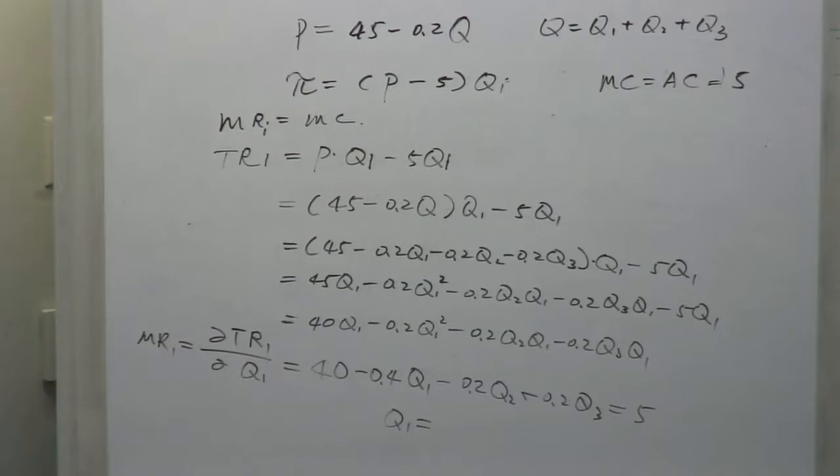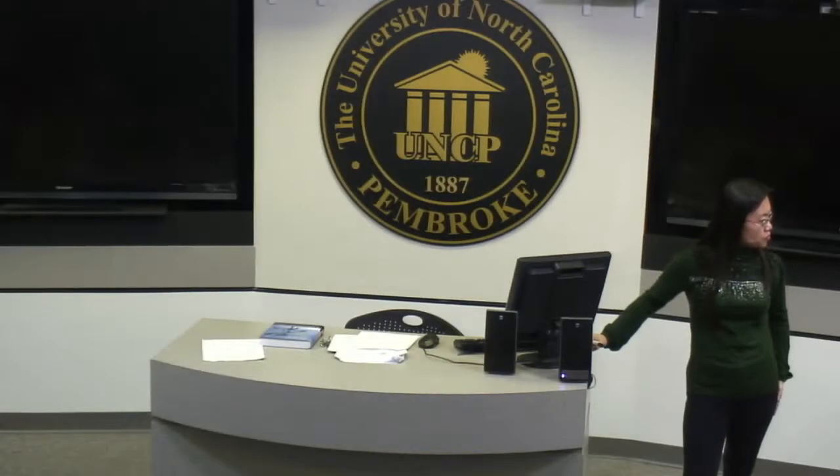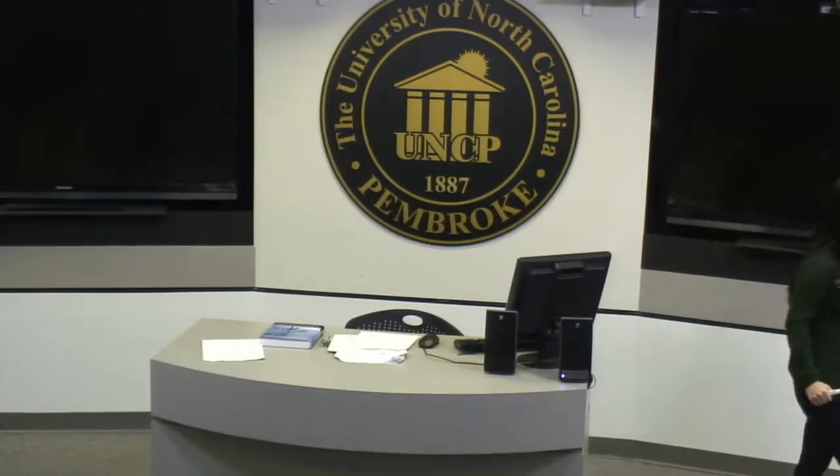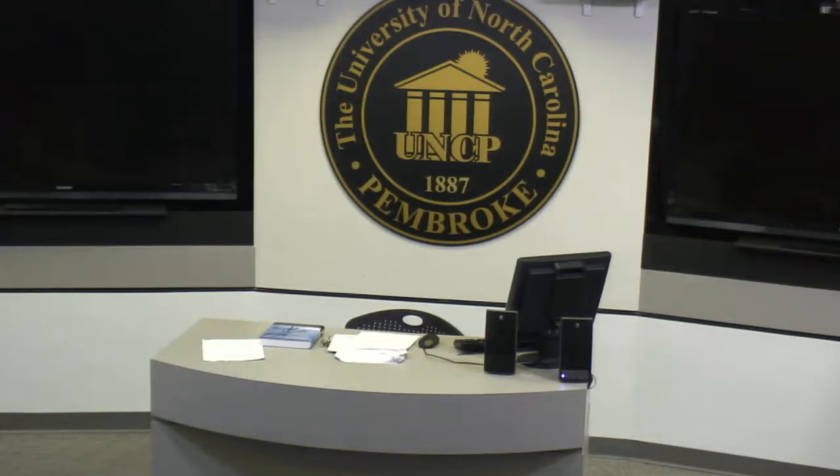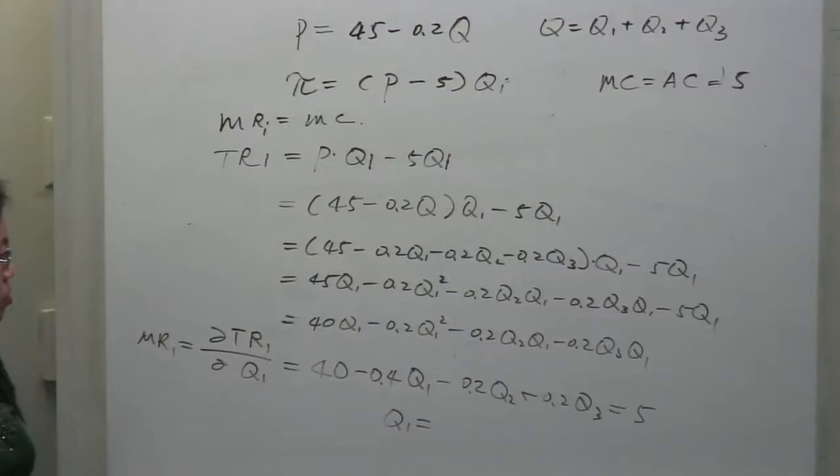Do this practice because for this coming homework, remember you have to give me the steps, and that's what I'm expecting you to do. You write down the steps of each problem. So work on this. So what is Q1 equal to now? 40 minus 5 would be 35. Then you have to divide it by 0.4. That is 35 divided by 0.4, which is 87.5.